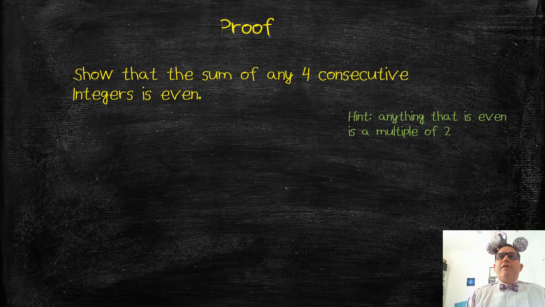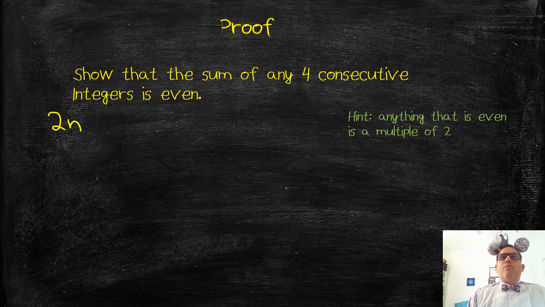Okay, show the sum of any 4 consecutive integers is even. Okay, well, what's my first one going to be? Well, I want to make sure that no matter what n is, I have even numbers. I can't just say n is even, right? Because n might not always be even. I want to be able to put any number in for n. So my first one is going to be 2n. Okay, because whatever n is, 2n is even.